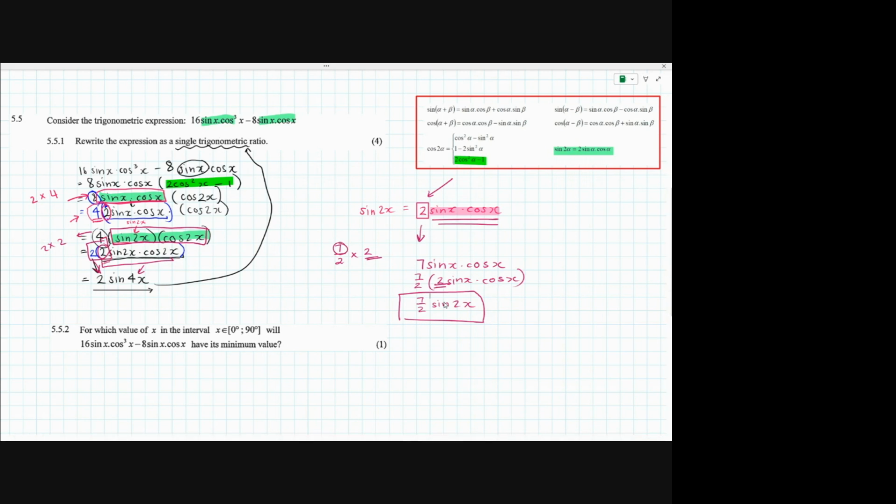This is one that they do tend to ask a fair amount. So if you go through a few past papers, you'll probably find another question like this. I know I've seen another one, but obviously I can't remember which year it was now. It'll hopefully come to me at some point.